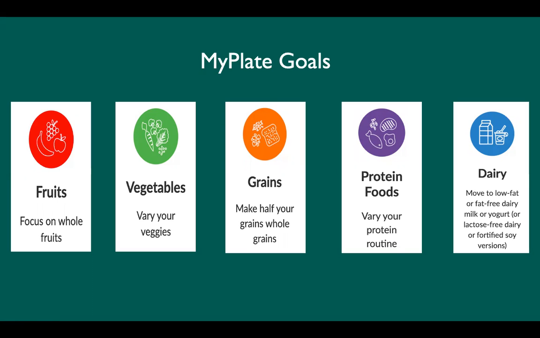And a further breakdown of what they want you to focus on. When you are choosing your fruits for your plate, they want you to focus on whole fruits instead of fruit juices. This is because whole fruits will provide fiber, whereas fruit juices do not. And for vegetables, they want you to vary your vegetables. I'm sure you guys have heard of the term eat the rainbow. This is kind of where it stems from. They want you to incorporate vegetables of all colors.